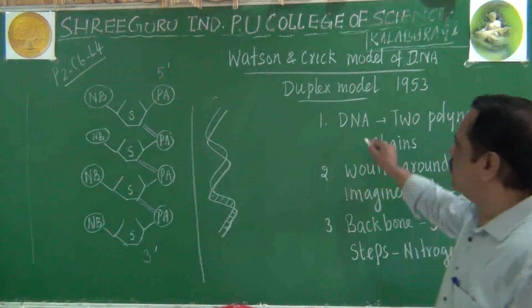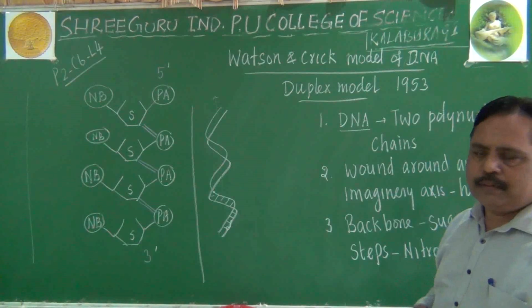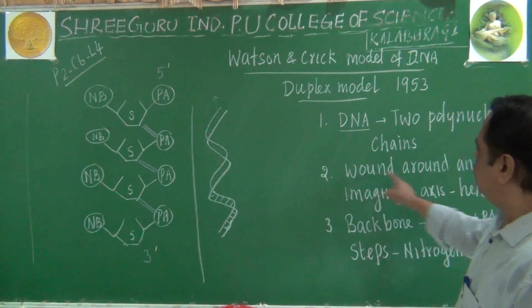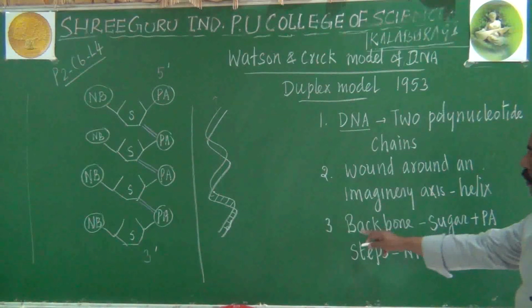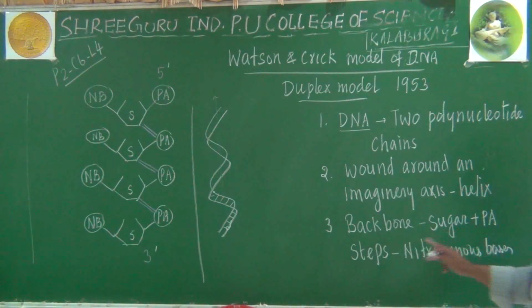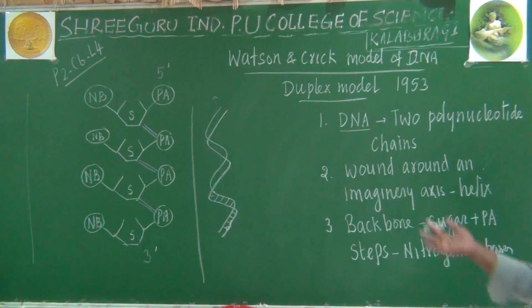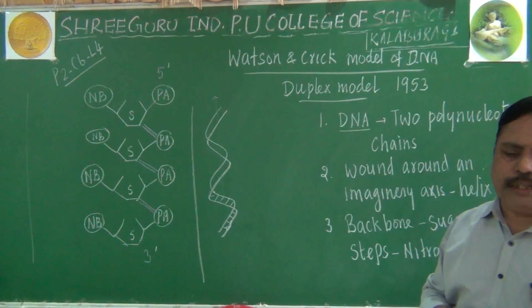So, first point is DNA is made up of two polynucleotide chains. Second point is they are wound around an imaginary axis into a helical staircase. Third point is the backbone is made up of sugar and phosphoric acid, whereas the steps are made up of nitrogenous bases. Remember this point. Let us go to other points related to the duplex model here.